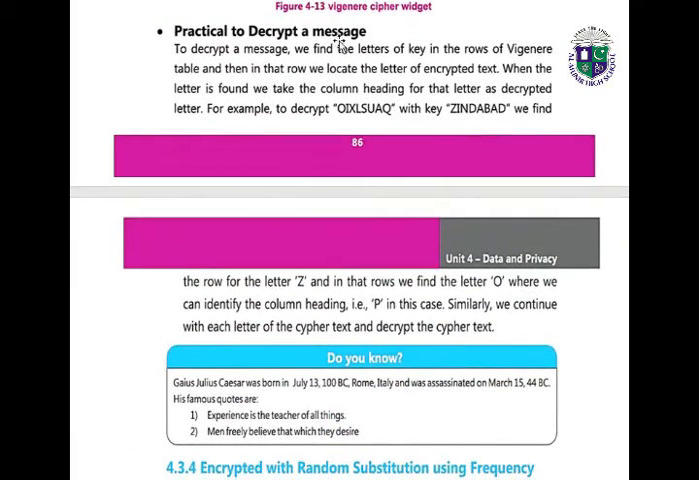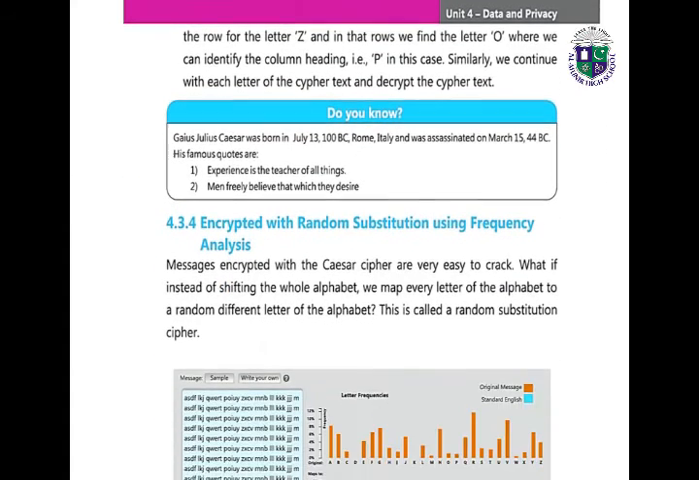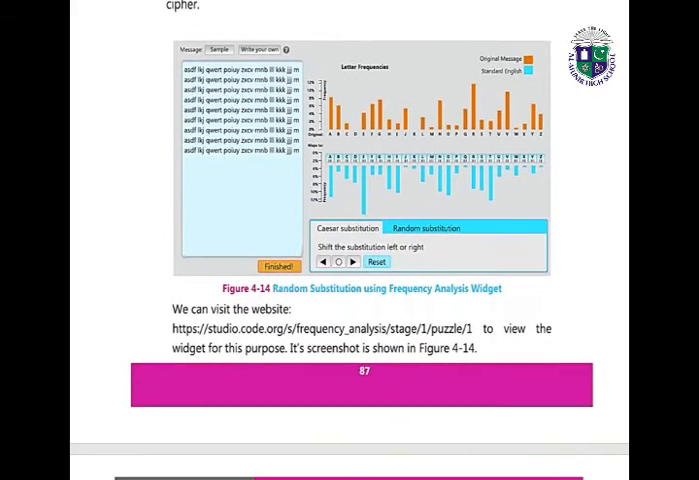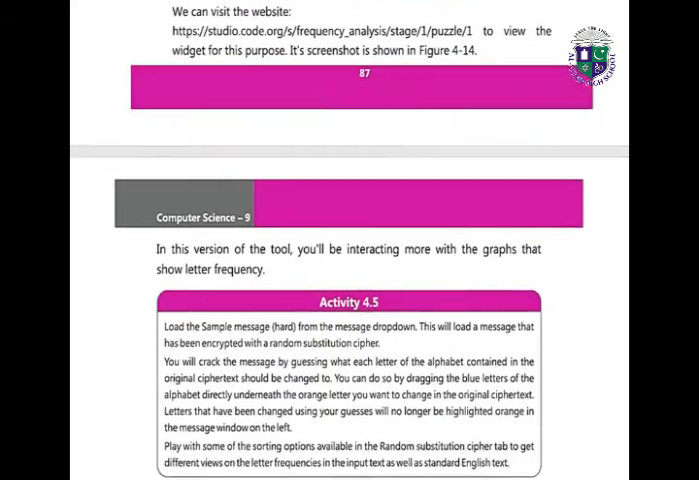Practical: decrypt a message. How can we decrypt a message? To decrypt a message, we find the letters of the key in the rows of the Vigenere table, and then in that row we locate the letter of the encrypted text. When that letter is found, we take the column heading for that letter as the decrypted letter. For example, we can decrypt with the key Zindabad by finding the row of the letter Z. So here we have pictures showing how we can decrypt our data.